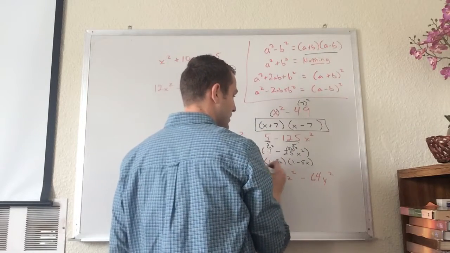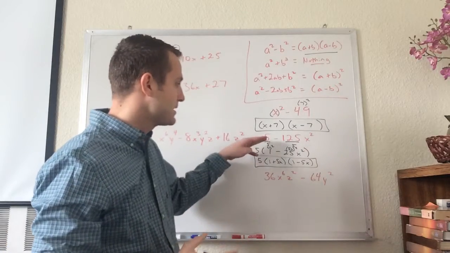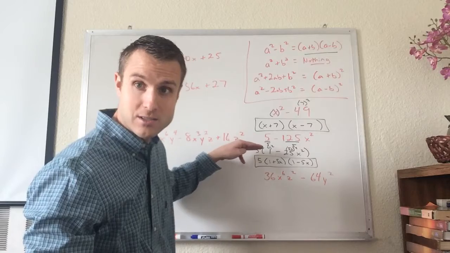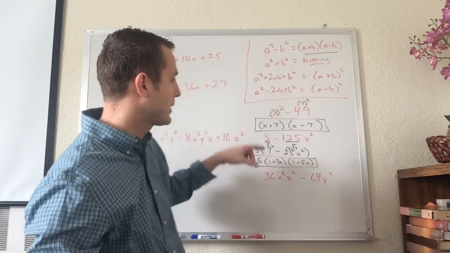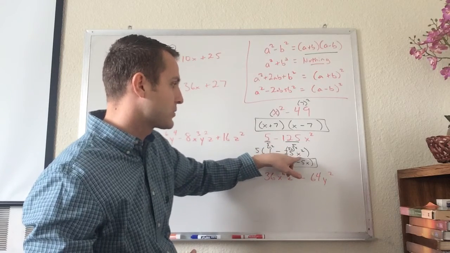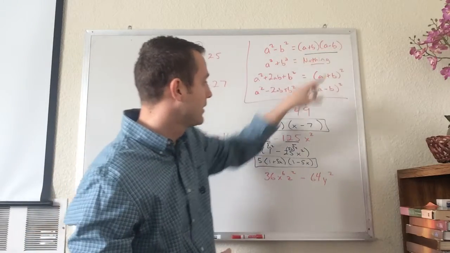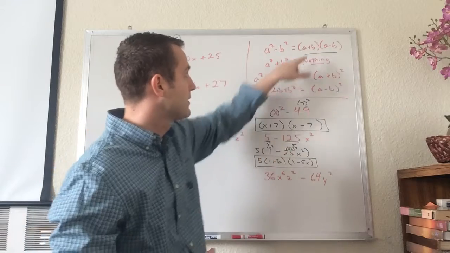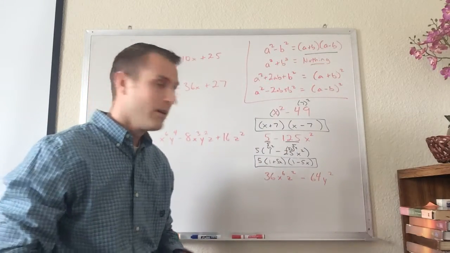So first, I factored out, I checked to see if anything can be divided by both. 5 can be divided by both, so I do that first. Then I see that this pattern is a squared minus b squared. I figure out what is squared to equal 1 and what is squared to equal 25x squared. Whatever is squared to equal 1, that's my a. Whatever is squared to equal 25x squared, that's my b. And then I just plug it in and I have my answer.